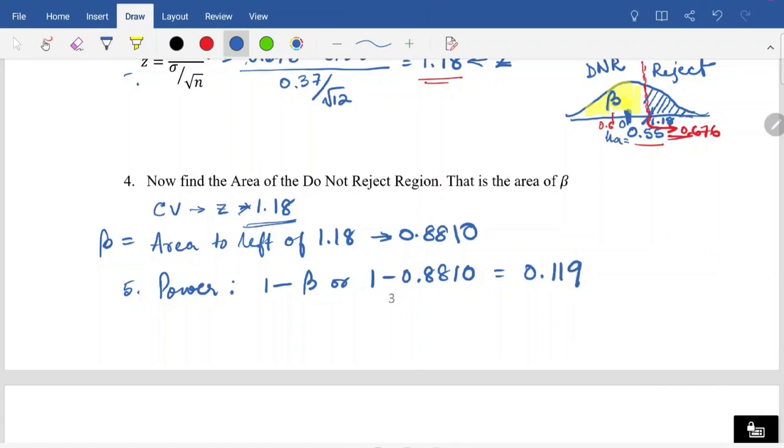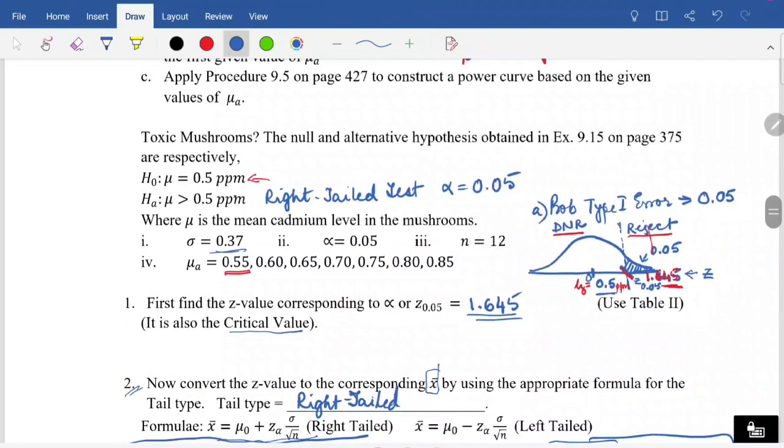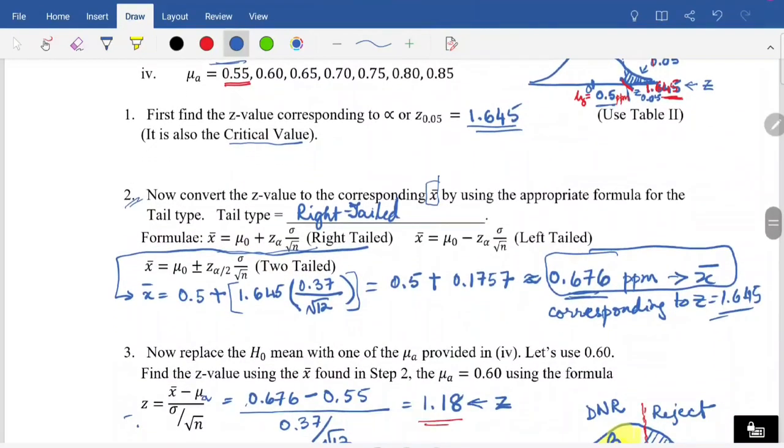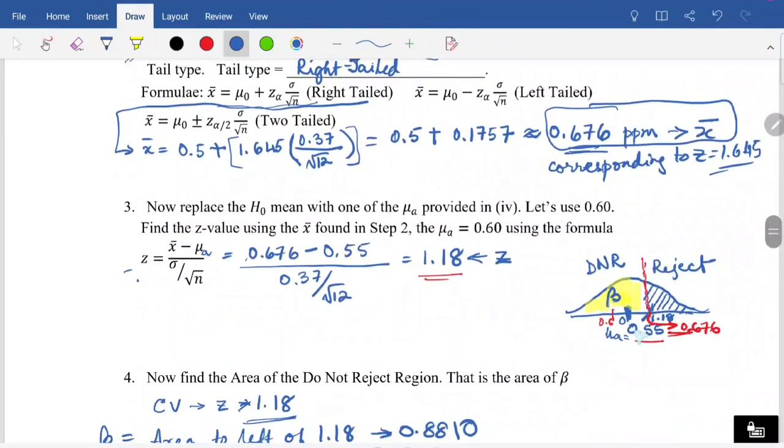So that is the step-by-step process of finding beta. But to find beta, just keep in mind, you have to rescale your diagram based on the alternate mean given to us, and then find the area of the do not reject region.